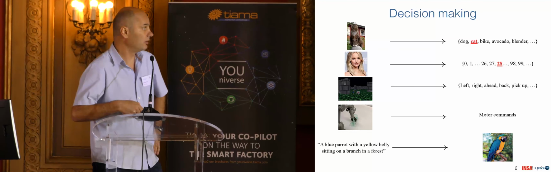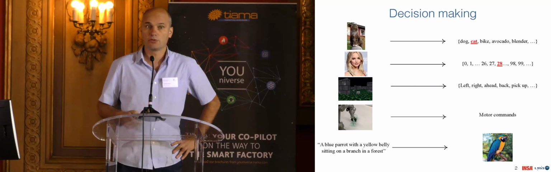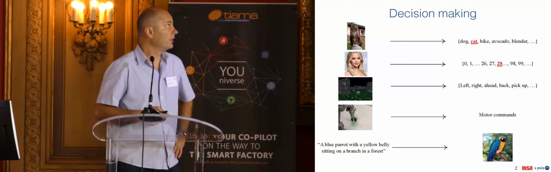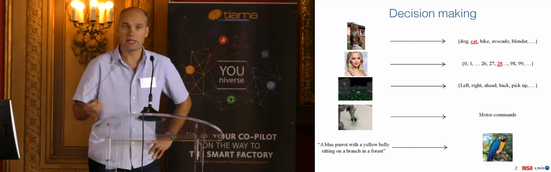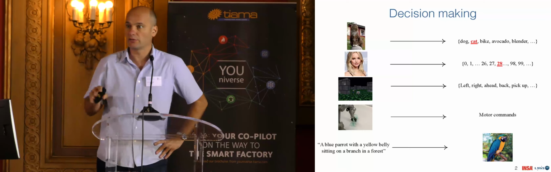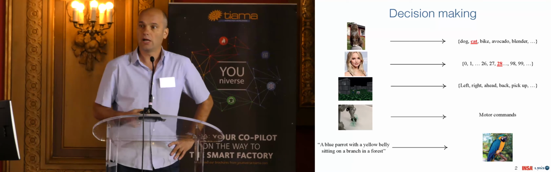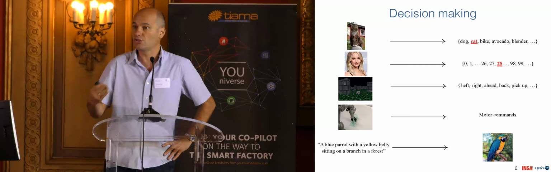So for example, taking this textual description, a blue parrot with a yellow belly sitting on a branch in the forest, and you would like to create an image. Most of these kinds of things need some kind of high-level reasoning, some more, some less. For example, here you could say you can get away with pattern matching. To find a cat, you can detect specific parts of a cat. Here it's a little bit more complicated, right? So you need to grasp high-level concepts, in particular if you want to have some control on the image you want to generate.